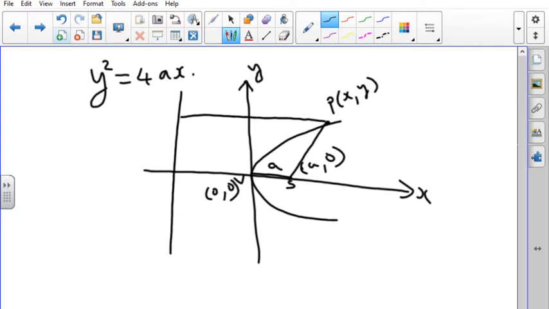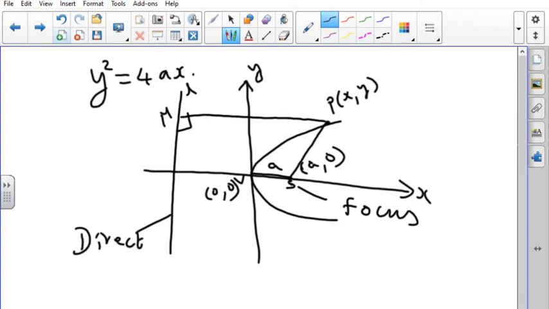So this is the line L. PM is the perpendicular distance. This fixed point S is called the focus, and this fixed line is called the directrix. This is the origin and this is the vertex. (0, 0) is called the vertex.